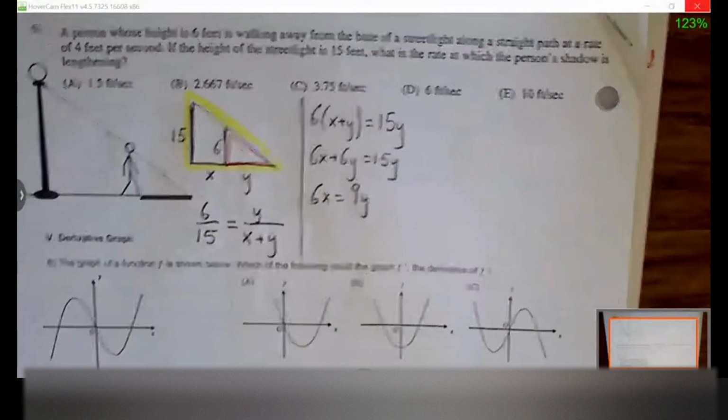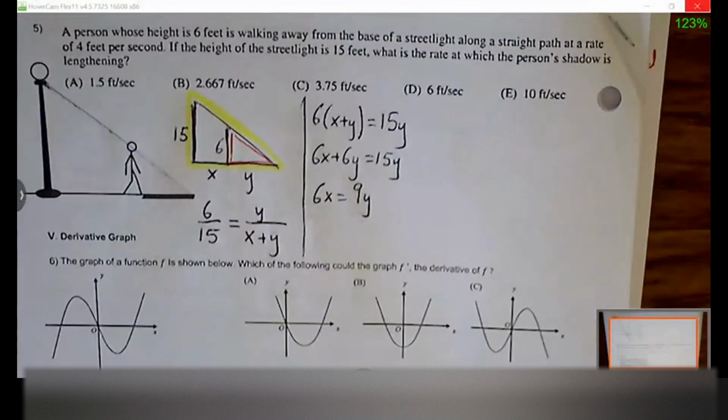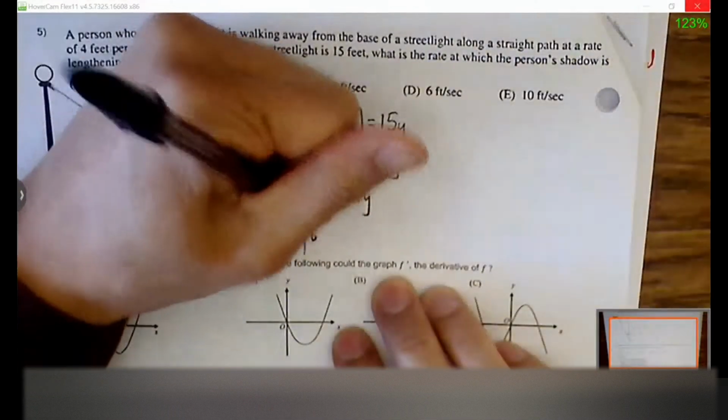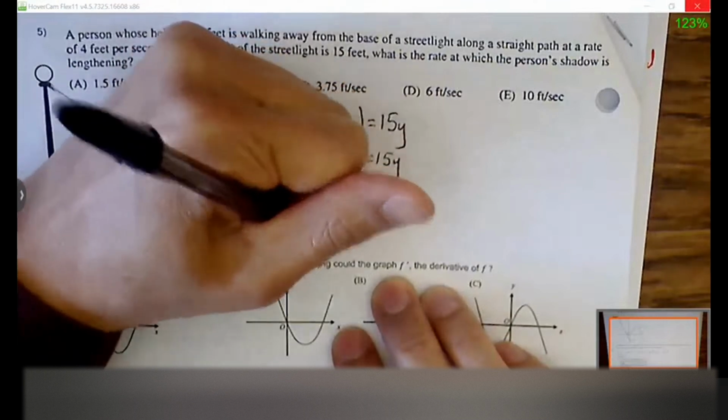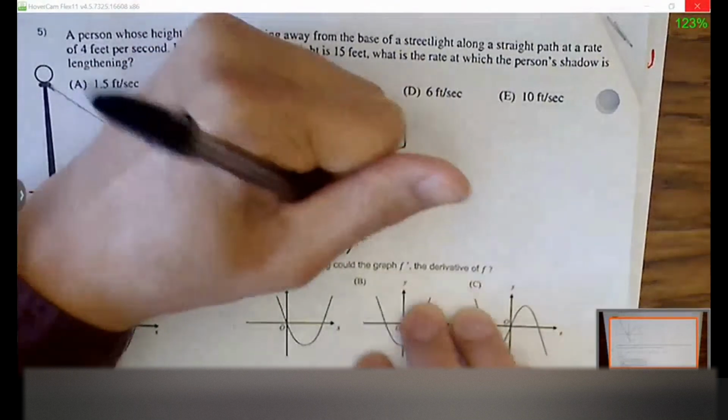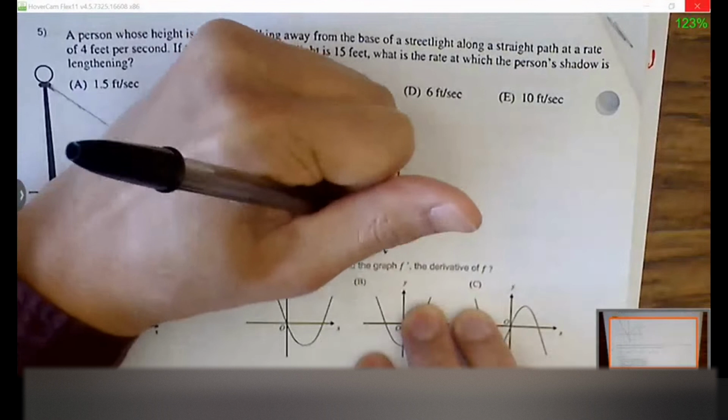Okay, so this equation is easier in the sense that there's less messiness, but we just have to know how to set it up. We're going to produce dx/dt and dy/dt out of this. So 6x becomes 6 dx/dt. And then 9y becomes 9 dy/dt.